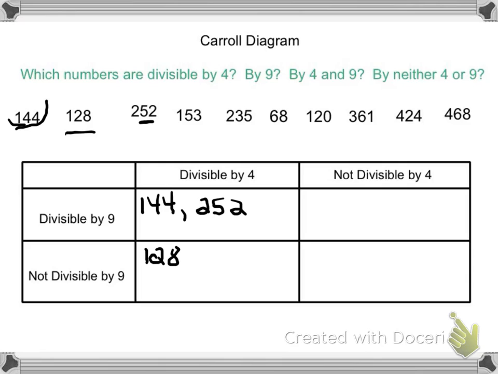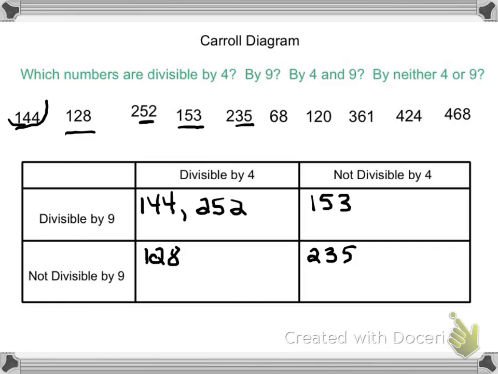So if we continue with that pattern, we will see that 154 is divisible by 9, but not by 4, so it would go over here. 235, 35 is not divisible by 4, and the sum of the digits is not divisible by 9, so that will go in the square or the rectangle that is not divisible by 4 and not divisible by 9.